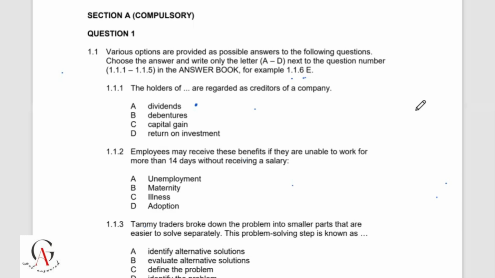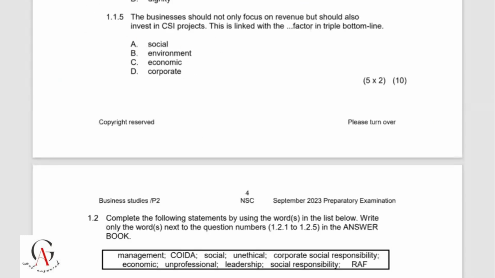Okay, right, grade 12. In particular 1.1.1, it says the holders of a dash are regarded as creditors of a company. In this regard, our appropriate answer is going to be B. Okay, right. Let's move on to the next question. We have 1.1.2. Employees may receive these benefits if they are unable to work for more than 14 days without receiving a salary. That is C as the option. Okay, right. Let's move on to the next question.